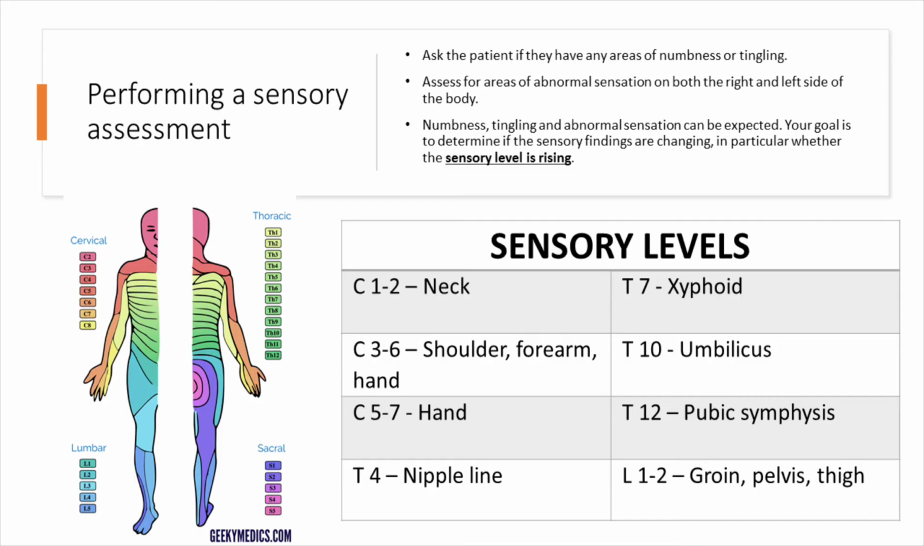It is also vital that you assess a patient's sensation. Ask the patient if they have any areas of numbness or tingling. Assess for areas of abnormal sensation on both the right and left side of the body. Numbness, tingling, and abnormal sensation can be expected. Your goal is to determine if the sensory findings are changing, in particular, whether the sensory level is rising.